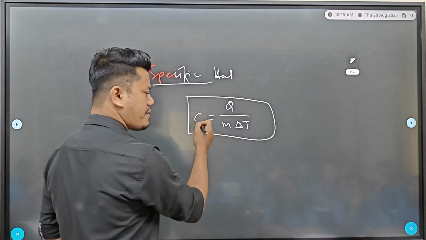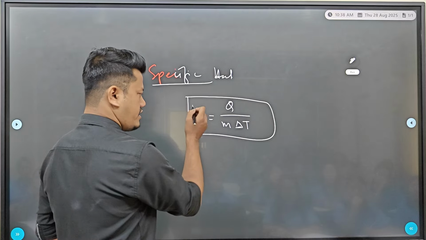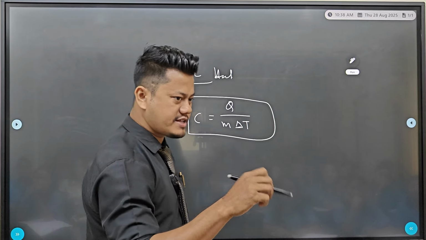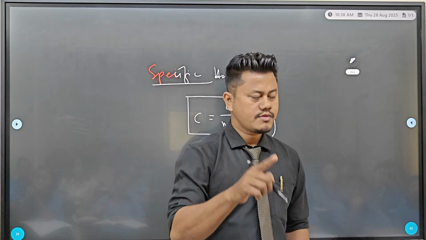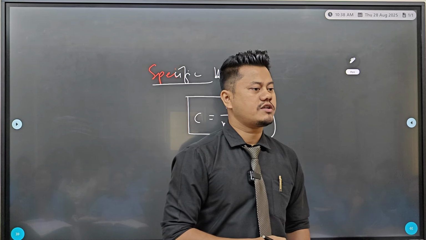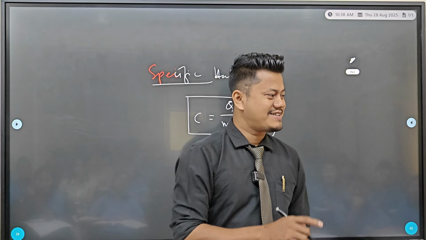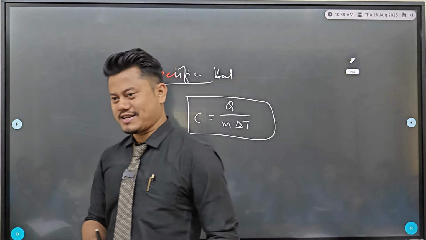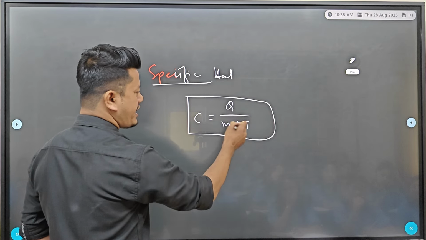This specific heat may be of two types, as I have already mentioned before also. C may be Cp and Cv. Cp means specific heat at constant pressure, and Cv means the specific heat at constant volume. Is that clear? So C means the specific heat Q by M del T.